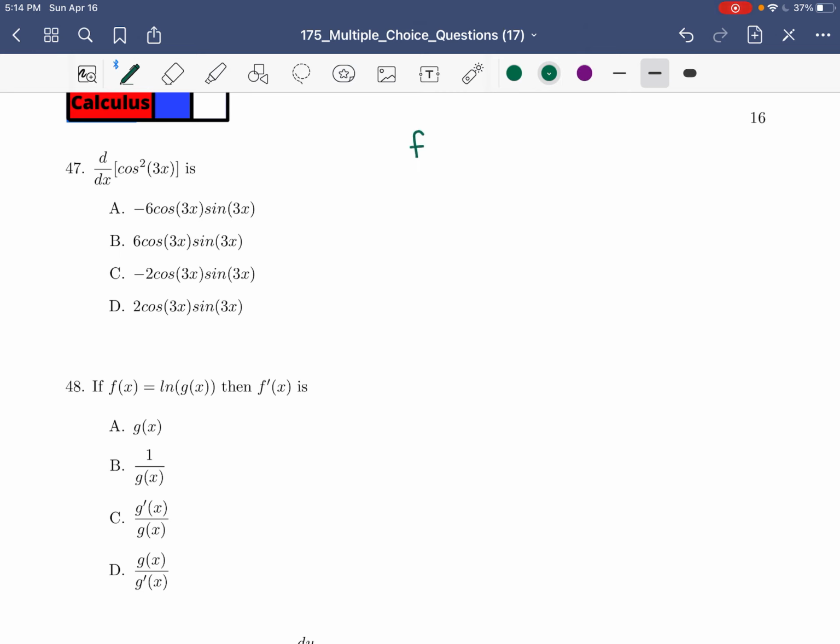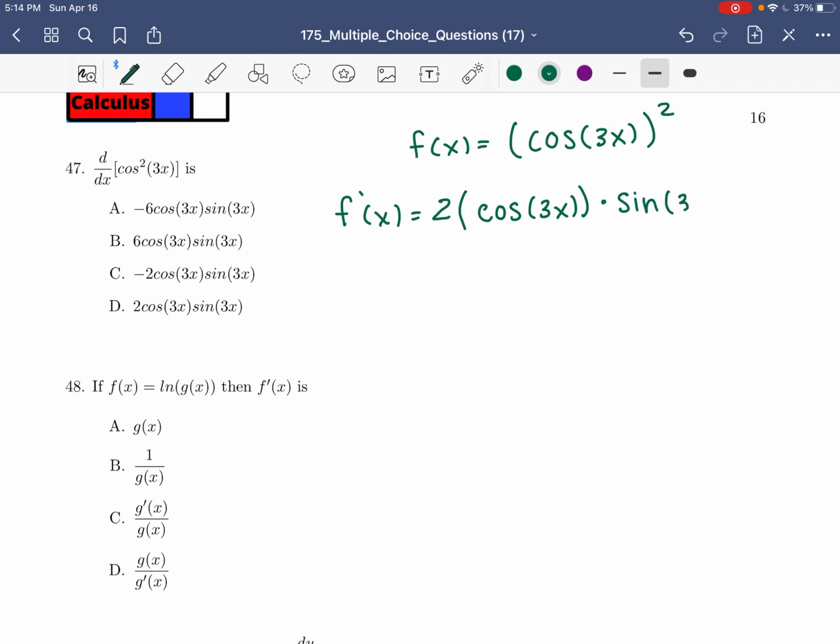Okay, 47 is one that you need to rewrite. So our function here, remember we want to rewrite this as cosine 3x, and then put the squared on the absolute outside. So chain rule, we're going to start with that 2. Inside will stay the same. Then I multiply it by the derivative of the inside. So derivative of cosine is sine. But we still have a function inside of another function. So now I need to multiply this by the derivative of 3x, which is just 3.